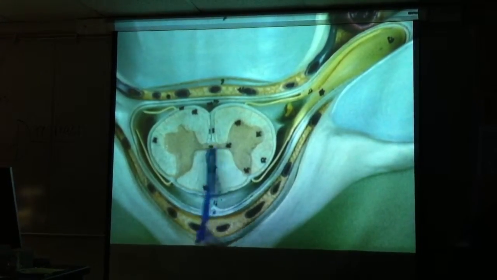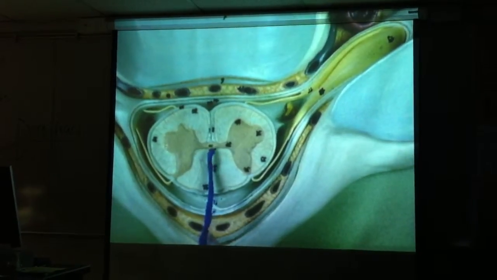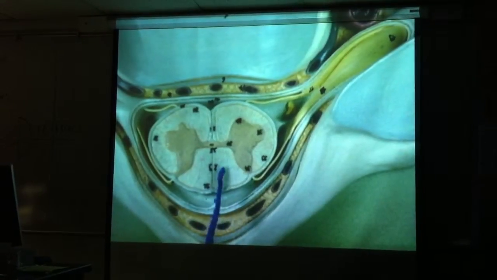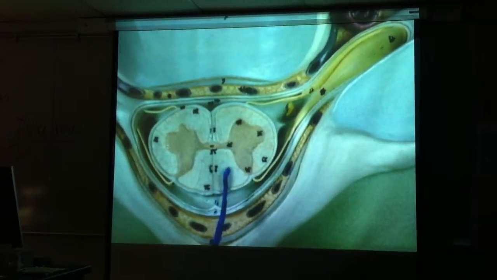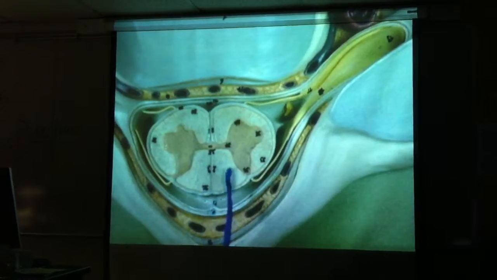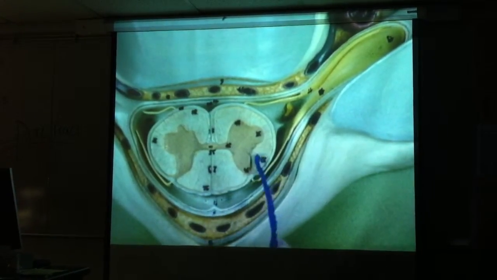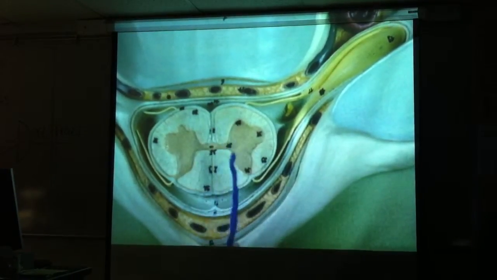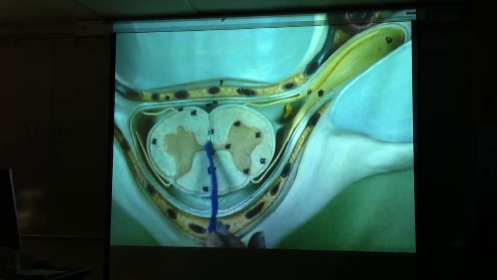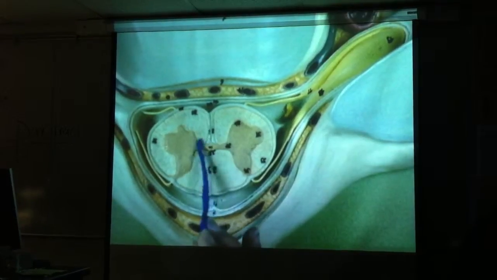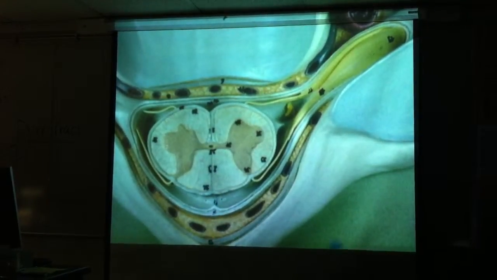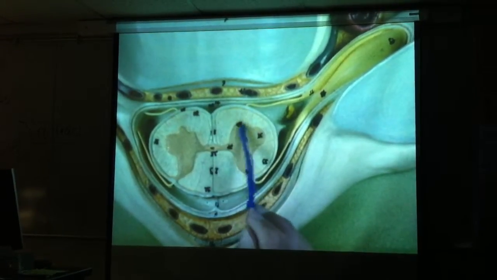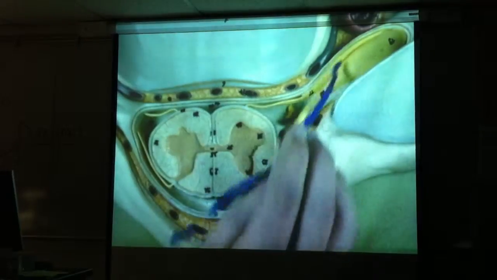This is the gray commissure right here, connecting the two halves, and then in the middle we have the central canal. Looking at the white matter, which is your myelinated axons, we have ascending and descending tracts in these. This is the posterior funiculus, the lateral funiculus, and then the anterior funiculus. And then on most of your models, there's a little bar of white matter right here, which is the white commissure.